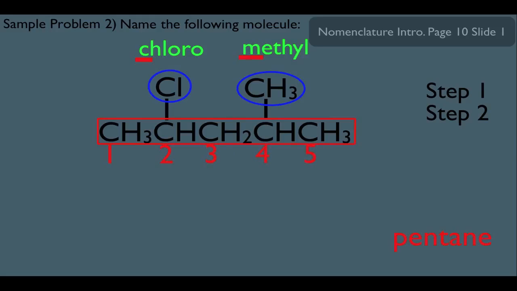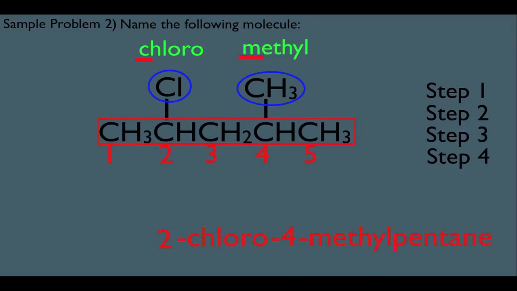So that's how you handle a situation like that. Now let's just finish this off here. Step 3, we've kind of already circled and labeled our substituents here to figure out the numbering. So we can move now to step 4. Let's put this all together. And again, the substituents are going to go in alphabetical order in the name. So we'll list 2-chloro first, and then we'll put the 4-methyl pentane.